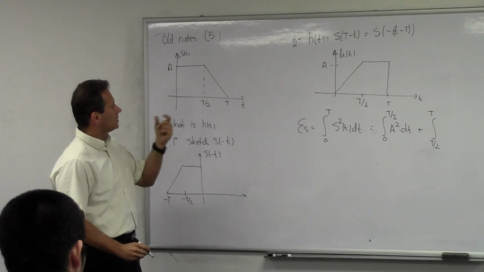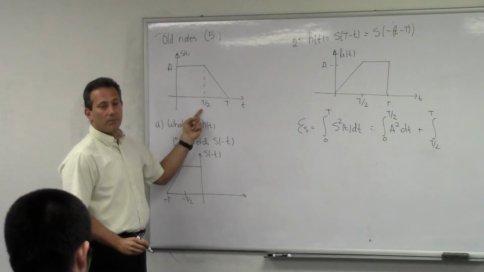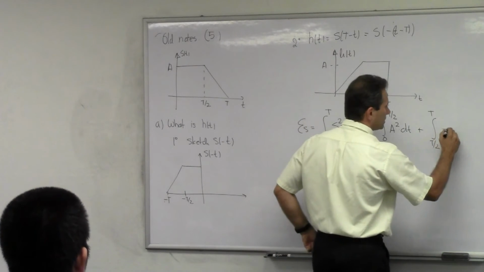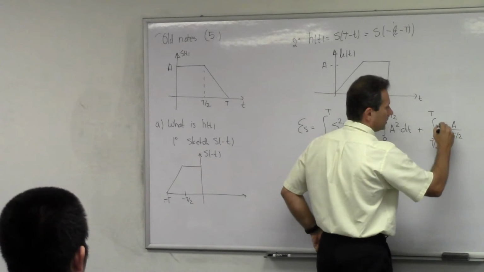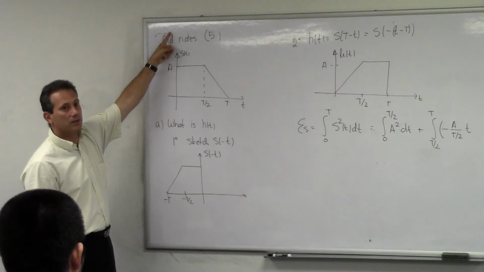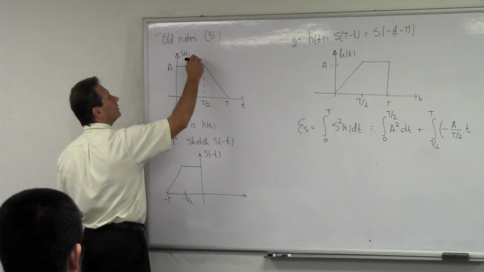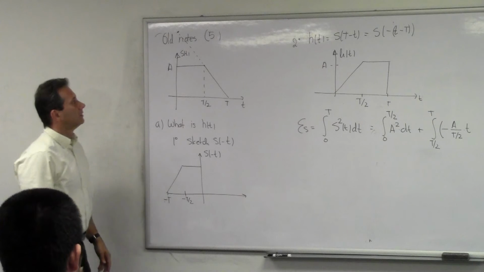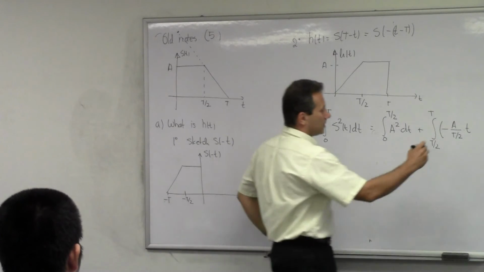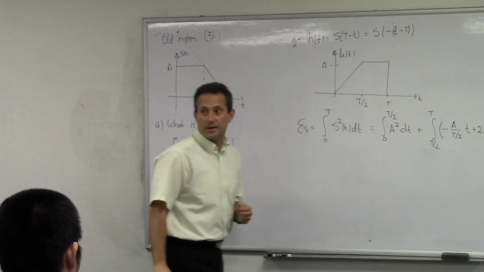So how do I look at this one? Well, what is the slope? It goes A units down over a T over 2 increment along the x-axis. So the slope has to be minus A over T over 2, times t. And then when t is equal to 0, where does this function hit here? When t is equal to 0, extend this straight line. Where is it going to intersect here? When t is equal to 0, what is y? 2A. So it's plus 2A, and then squared dt. That's a straight line, right?